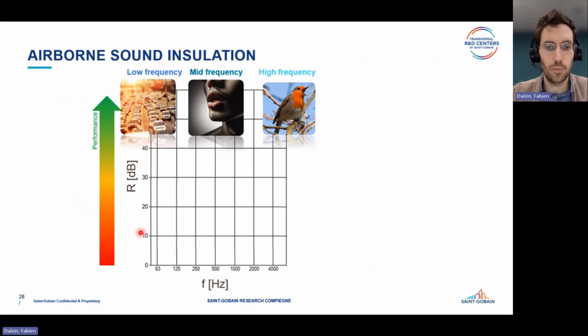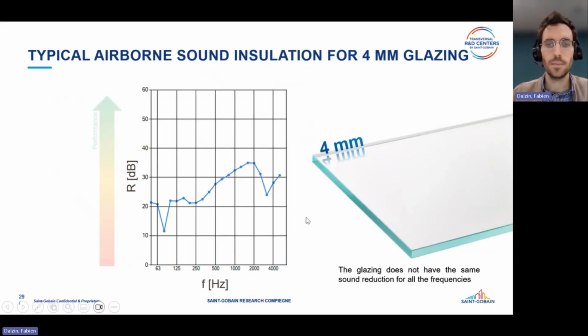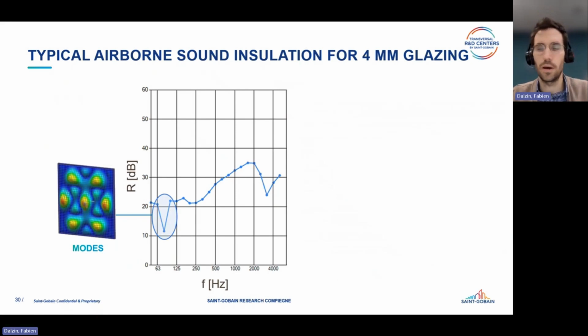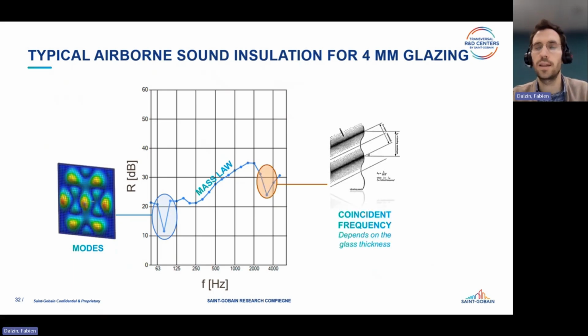So here again you have the low pitch, and here the high pitch. For a single glass, you get this kind of curve, and you can see that the sound insulation of the glazing is not the same for all the frequencies because of different phenomena. I will not go into a deep analysis of these phenomena. What you have to keep in mind is that at mid frequencies, there is what we call the mass law, meaning that the thicker the glass, the heavier the glass, the better the acoustic insulation.